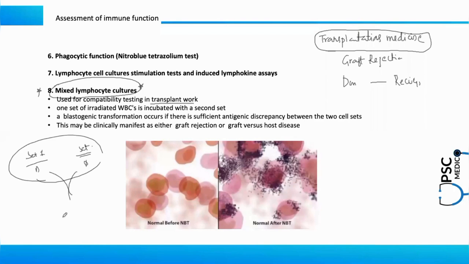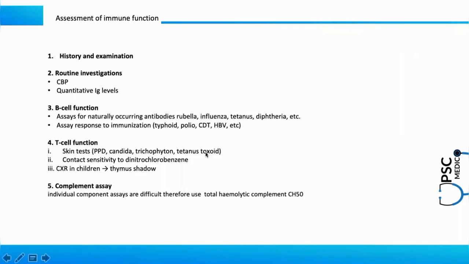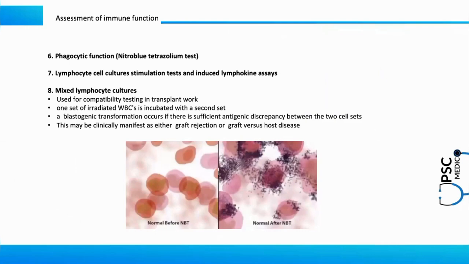When we mix them, if there is a blastogenic response, that means a transformation is happening, the transformation is because of the antigenic discrepancy between the two cell sets. This may later lead to graft rejection or graft versus host disease, and we'll discard that donor. So this is how mixed lymphocyte cultures are done. Your take home is the assessment of immune function. You have to remember these 8 important tests wherein we assess immune function.